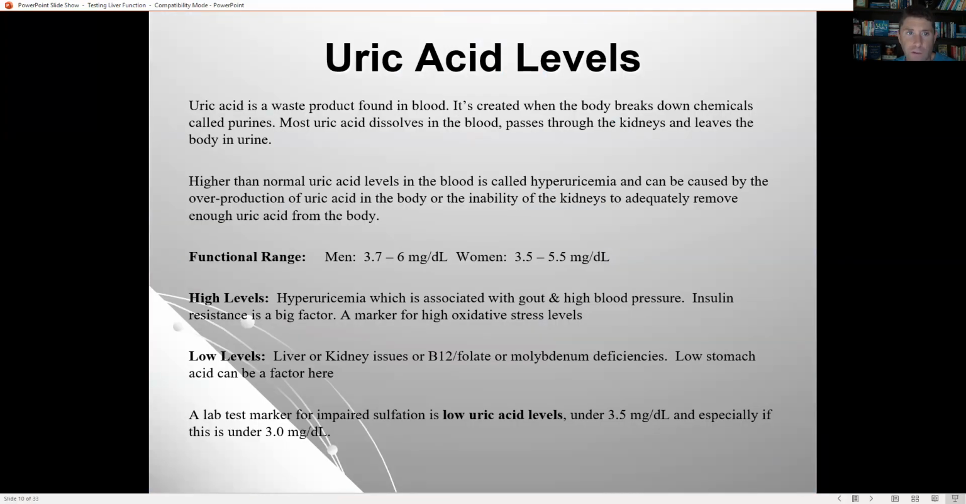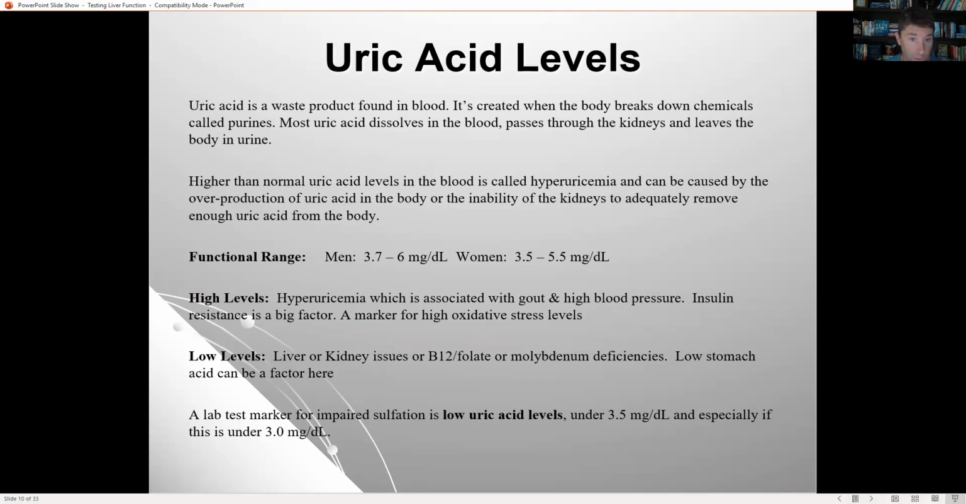So uric acid levels. Uric acid is a waste product found in your blood. It's created when the body breaks down chemicals called purines. Most uric acid dissolves in the blood and passes through the kidneys and leaves the body in urine. Higher than normal uric acid levels in the blood are called hyperuricemia. And that can be caused by the overproduction of uric acid in the body or the inability of the kidneys to adequately remove enough uric acid from the body.